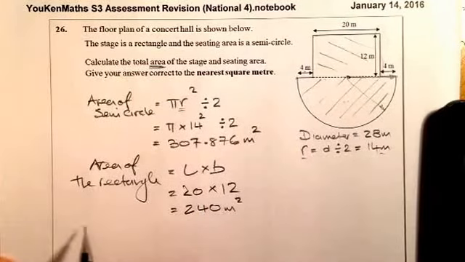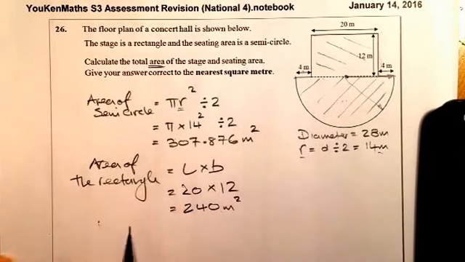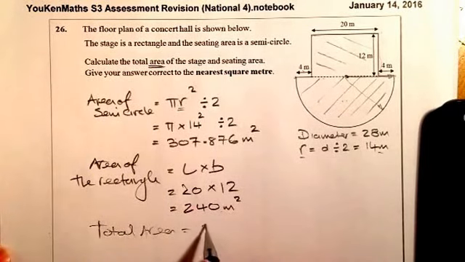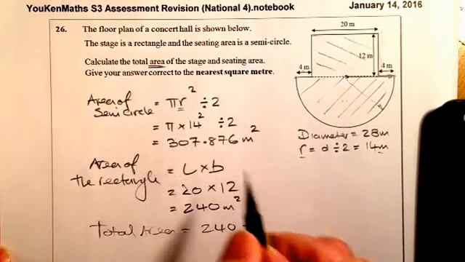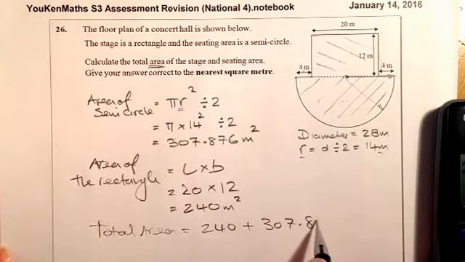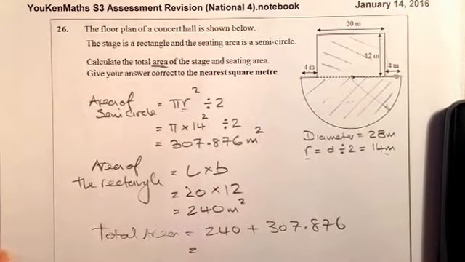Right, I've got two separate answers, one for this part and one for this part here. So the total area, which is what I've been asked to work out, I'm just going to add both of these together. So I've got 240 plus 307.876. Let's just add them together now.